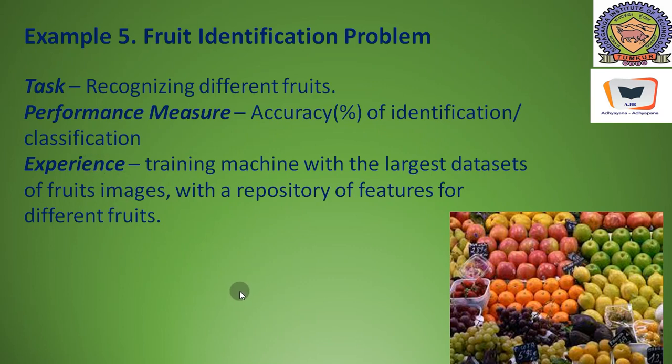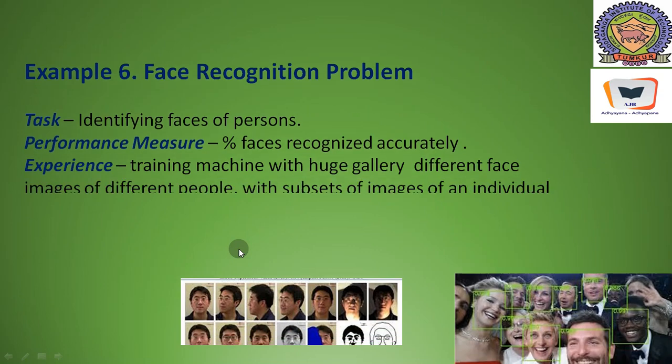The experience is training the machine with the largest data sets of fruit images, and a repository of features for different fruits, like size, volume, color, anything. Of course, there cannot be an exhaustive list of features. It is situation specific.